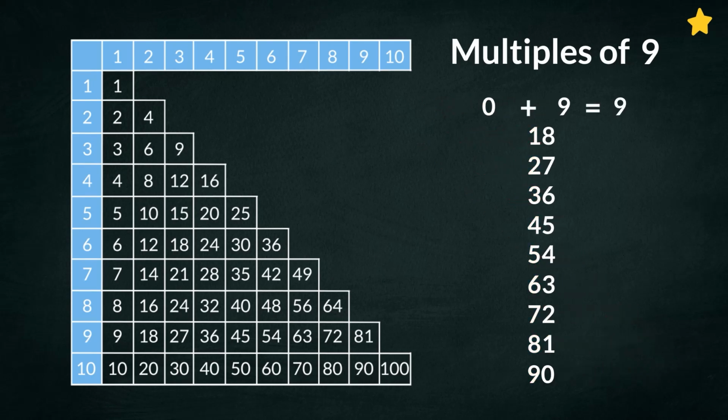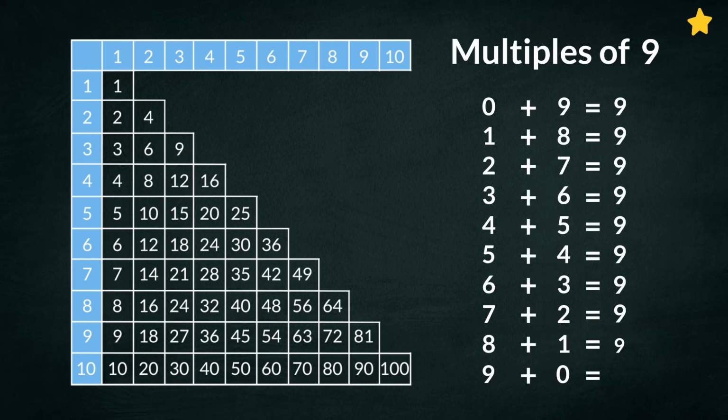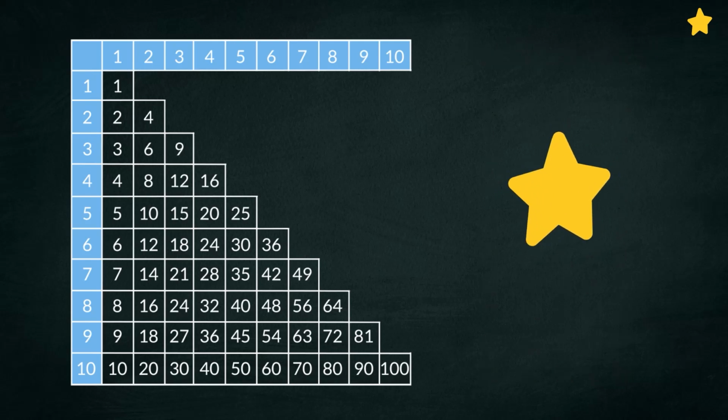Let's test it out. With 18, we have 1 plus 8 equals 9. With 27, 2 plus 7 equals 9. And so do the rest of the multiples. Nice! By learning the multiples of 2, 5, and 9, you're getting yourself another star.